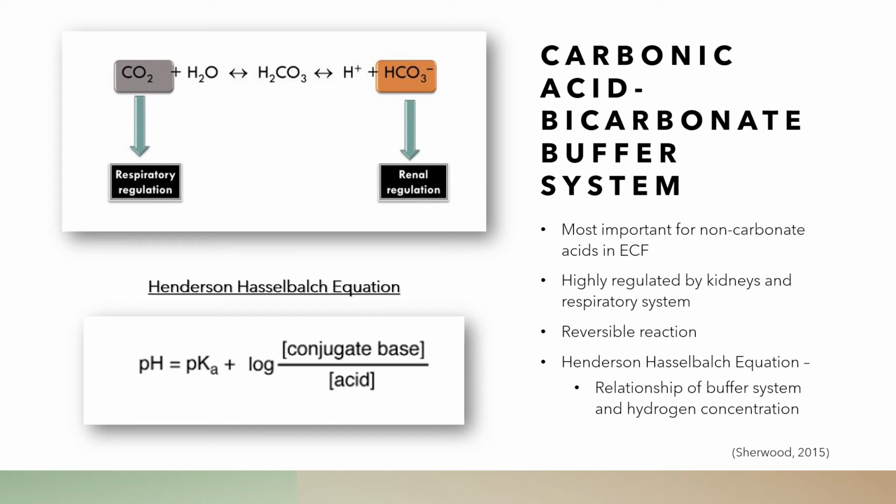There is an important equation that is used to express the relationship of this buffering system and the concentration of hydrogen. It is known as the Henderson-Hasselbalch equation. This equation is used to determine the pH level of the plasma.